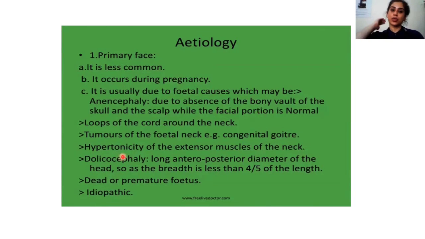Next is hypertonicity of the extensor group of the muscles of the neck. So these are the extensor groups, this is the flexor group. If these group of muscles are hypertonic, they are contracted, so the baby's face will be extended and it can't be flexed. So this is one of the reasons. Then there is dolichocephaly, that is the long anteroposterior diameter of the head, which can also lead to face presentation. If the baby is dead or premature, it can also be a cause of face presentation. And the last one is idiopathic, when we don't know the cause.